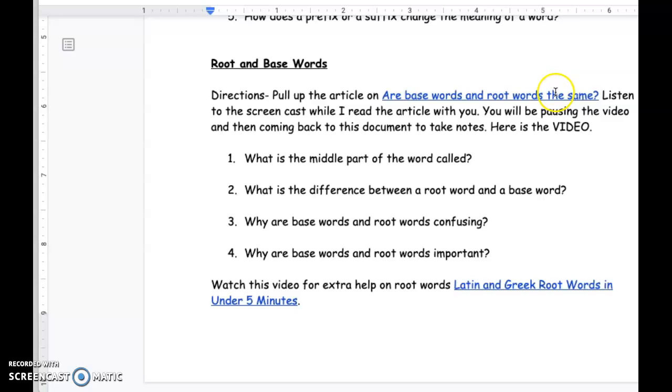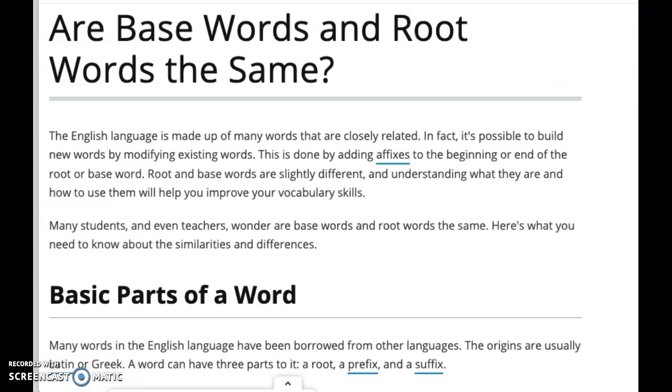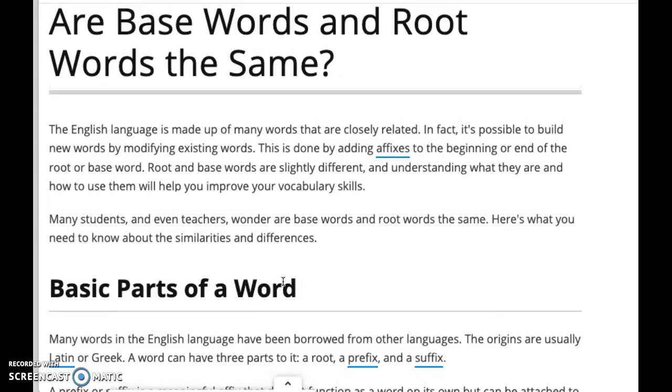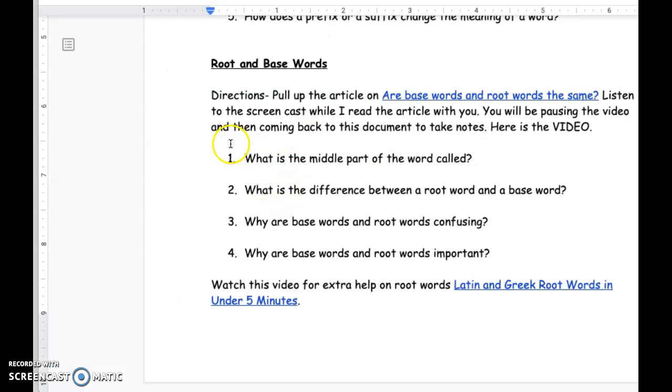So please click on this link and it should bring you here. I will read the article to you, and as we go through, we are looking for the questions on the assignment, the 4 questions that are right here. The first one is, what is the middle part of the word called? Number 2 is, what is the difference between a root word and a base word? The third question is, why are base words and root words confusing? And the last one is, why are base words and root words important?